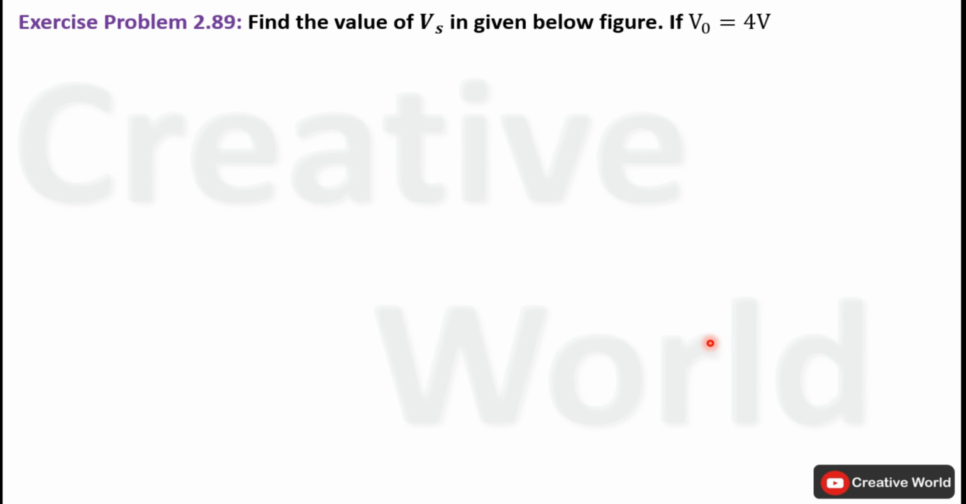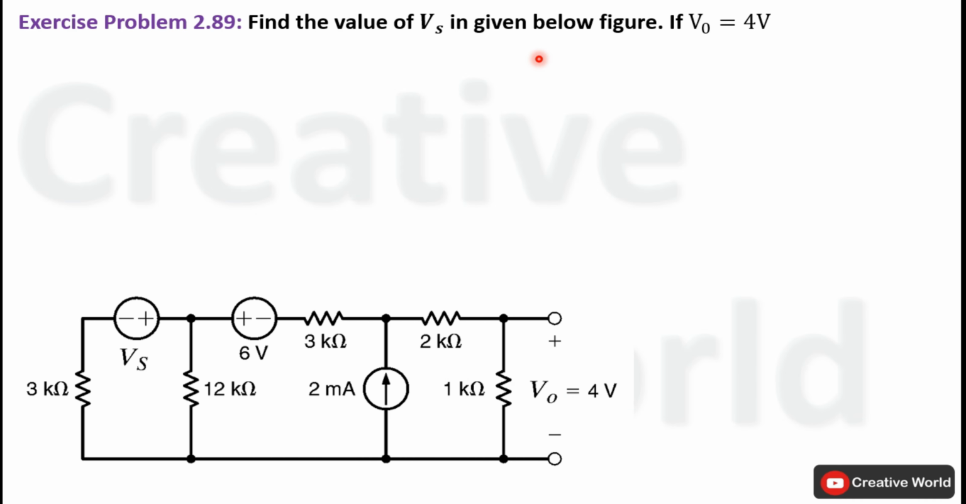Exercise problem number 2.89. Find the value of voltage Vs in the given figure if voltage V0 is equal to 4 volt. This is the circuit diagram of the given problem. Inside this network, we have to find the value of voltage across this voltage source labeled as Vs. The one condition that is given is that voltage across this 1 kilo ohm resistance is 4 volt, labeled as V0. So without wasting time, let's proceed towards the solution.